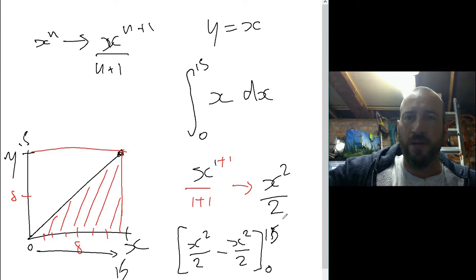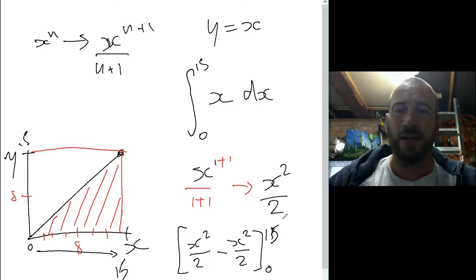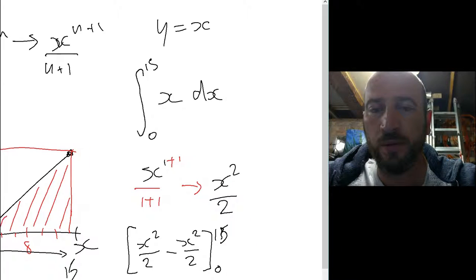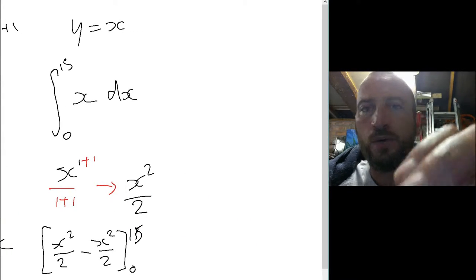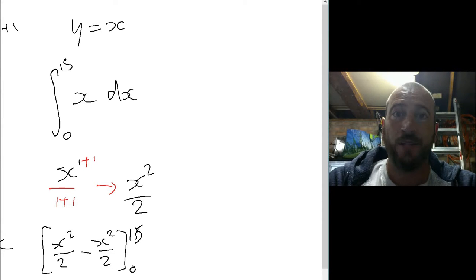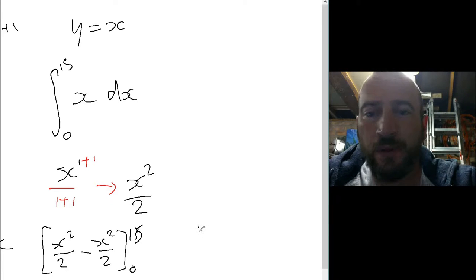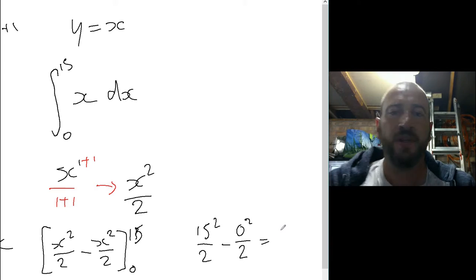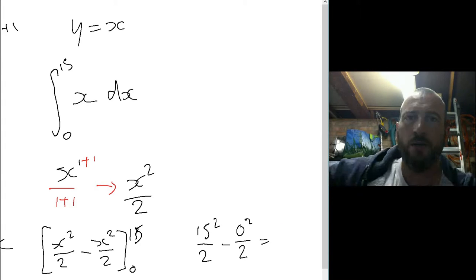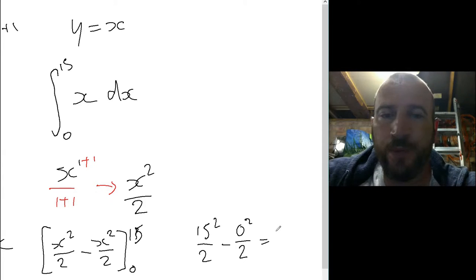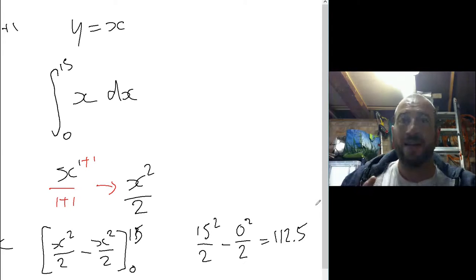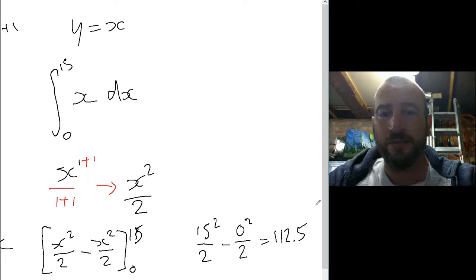So that's our equation. How are we going to put numbers into this to get our answer? Essentially, we're going to replace x on the left hand side with 15 and on the right hand side with 0. So we get 15 squared over 2 minus 0 squared over 2. The result of that equation, let's do a quick calculation, is 112.5. That is the area under the line on that graph.